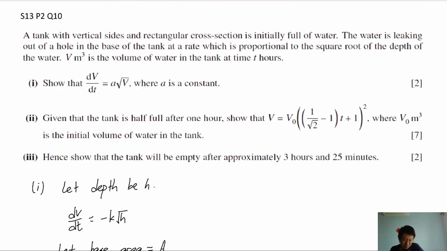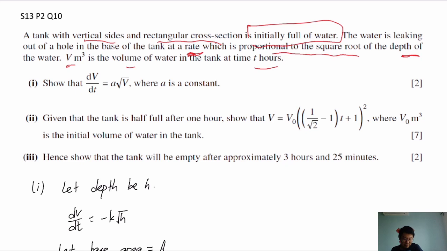Next, we have a tank with vertical sides and rectangular cross section that is initially full with water. So this is important: initially full with water. The water is leaking out of a hole at the base of the tank, and this leaking rate is proportional to the square root of the depth of the water. V is the volume, and the time is given by t, and the unit of time here is hours. So first show that dV/dt is equal to A root V, where A is a constant.